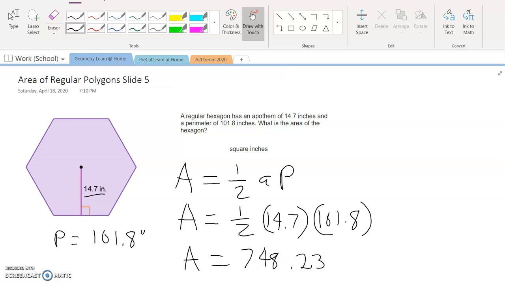And because it is an area, we need to put the inches as square inches on there. Area is measured in square inches. So inches squared. Your answer already has that on there, though. I don't know if you select from this one or if you have to type it in, but 748.23 is what we get.